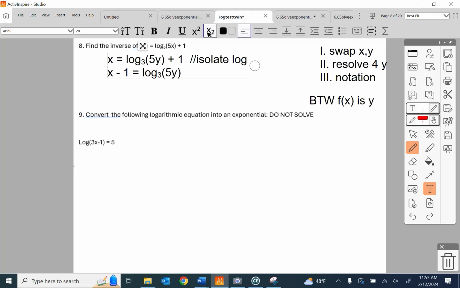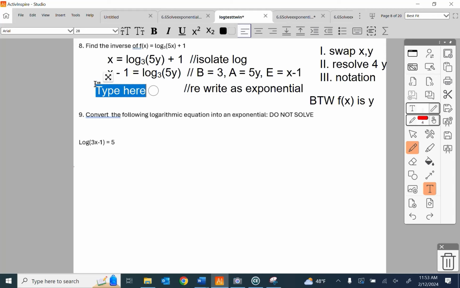I can type. And now what I'm going to do is identify the pieces. I have a base of 3. I have an argument of 5y, which means my exponent has to be x minus 1. I'm going to rewrite as an exponential. So my base is 3, raised to the x minus 1, and that would have to equal 5y.